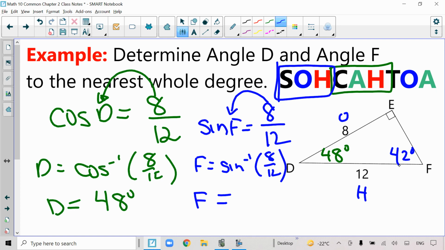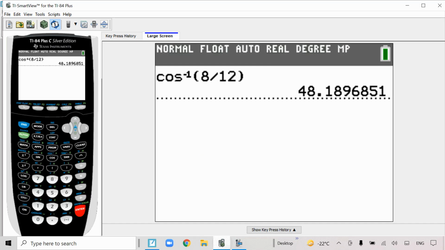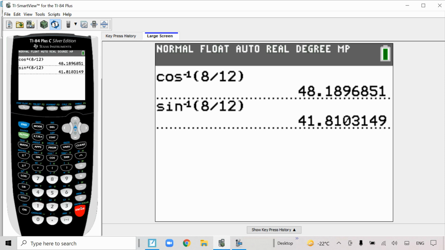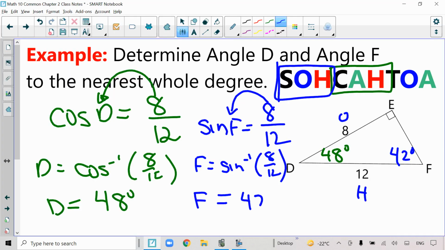Let's see. So sine inverse of 8 over 12. Second sine 8 over 12. Close your brackets, and you can see there it is to the nearest degree, 42. So I know that that is a very reasonable answer.